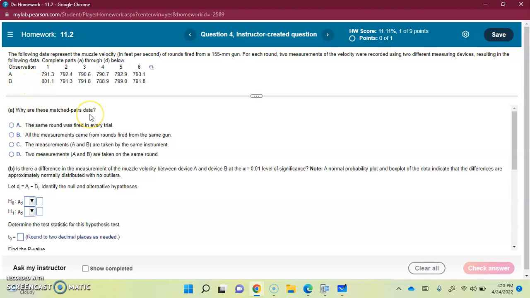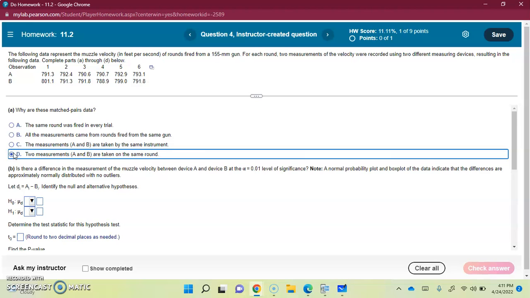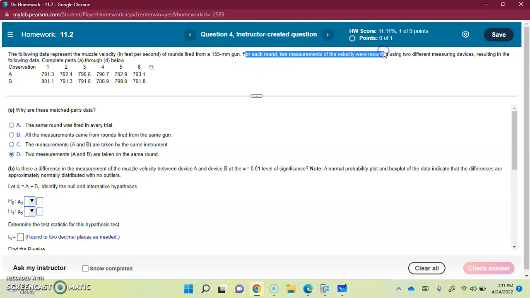Why are these matched paired data? The same round was fired in every trial. All the measurements came from the rounds fired with the same gun. Two measurements are taken by the same instrument. Two measurements A and B are taken on the same round. That's what it is. So two measurements are taken for each round. That's what they said. Read the sentence here: for each round, two measurements are taken. So that should be the correct option.